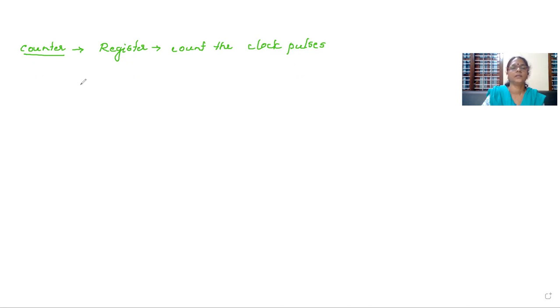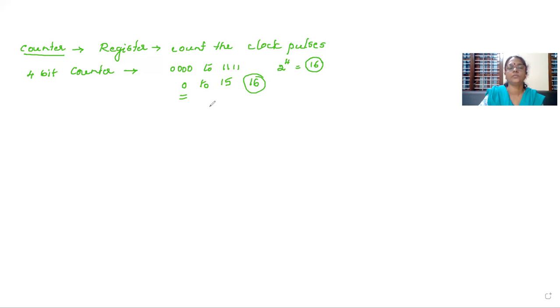If we have a 4-bit counter, then we can count starting from 0000 to 1111, up to 2 to the power 4, which is equal to 16. This many counts we can count. Including 0, it is counting 0 to 15, so we can count totally 16 combinations, and the numbers are 0 to 15 using a 4-bit counter. Similarly, using a 3-bit counter, we can count from 0 to 7. That means a total of 8 counts we can perform.